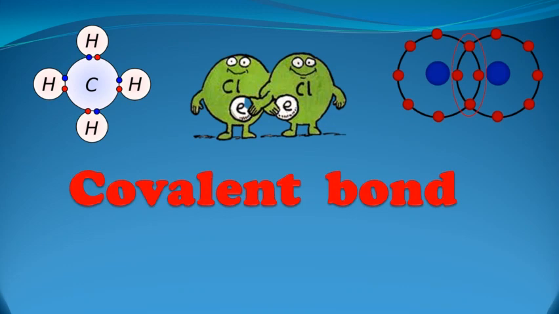In our previous video we have already learned about one type of chemical bond, that was the ionic bond. And what is an ionic bond? Let's see the definition. The chemical bond formed due to an electrostatic force of attraction between the oppositely charged cation and anion is called an ionic bond. So in today's video we shall learn about the covalent bond. Let's start with the concept.